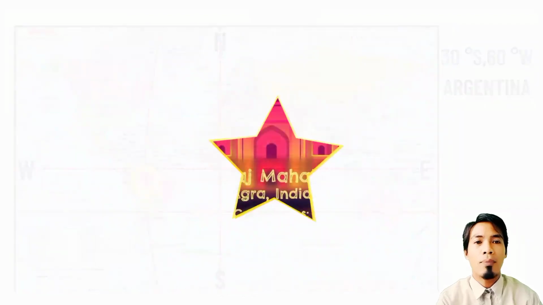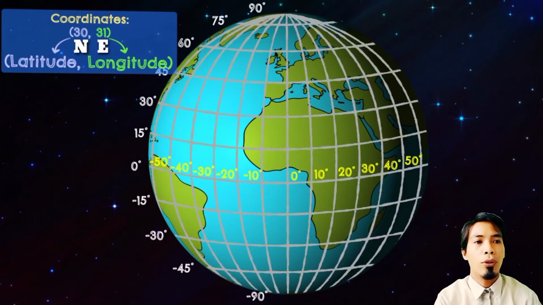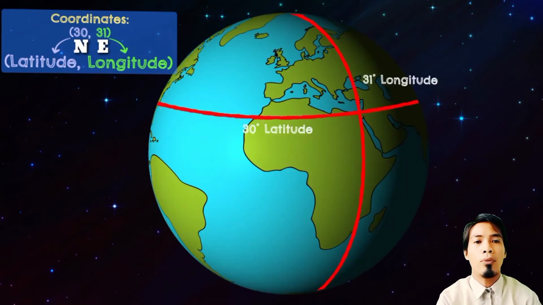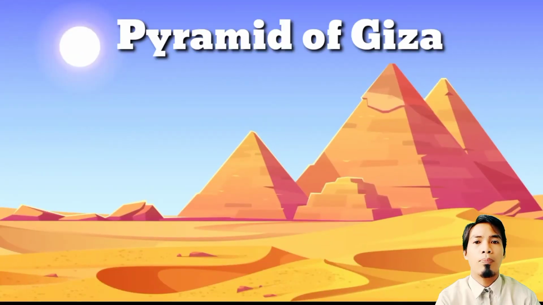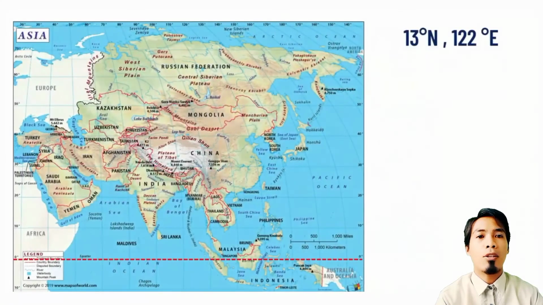Let's have another example. Coordinates 30 degrees north and 31 degrees east. You will find the latitude at 30 degrees north and the longitude at 31 degrees east. And where these two lines meet is the Great Pyramid of Giza. Next, what place is located at 13 degrees north and 122 degrees east?